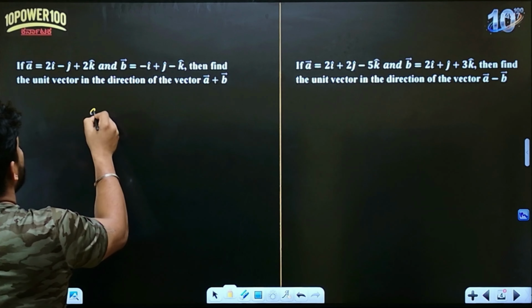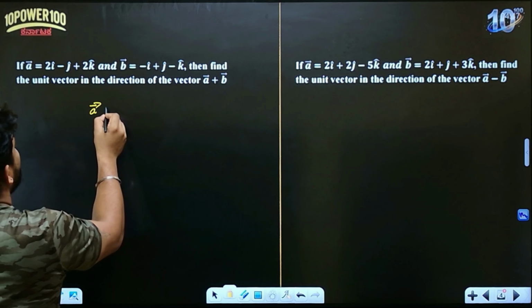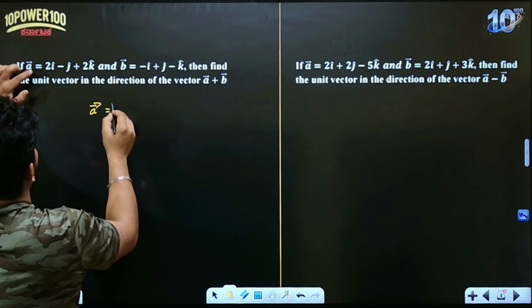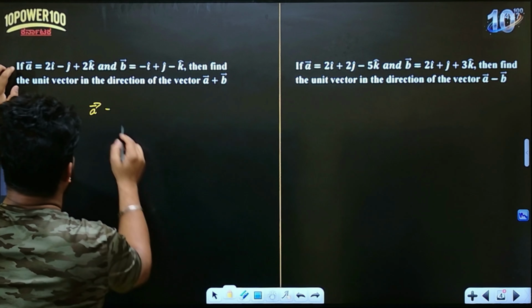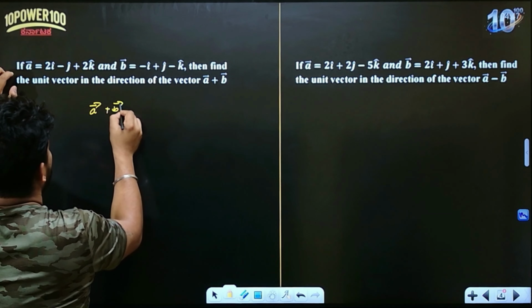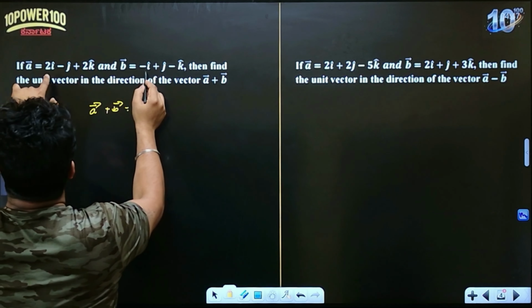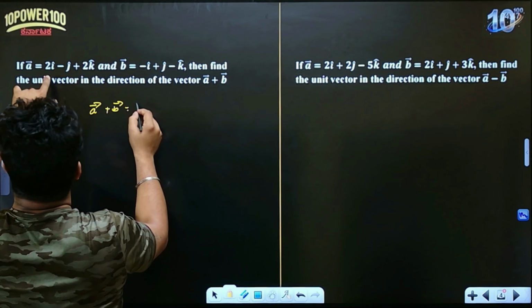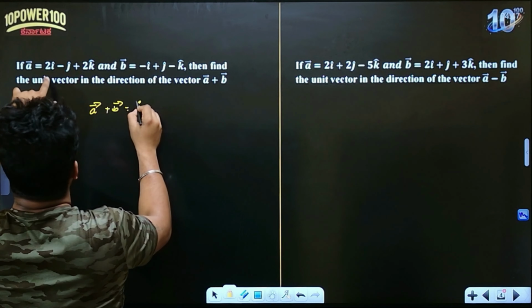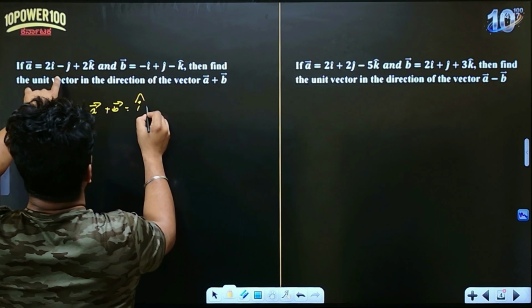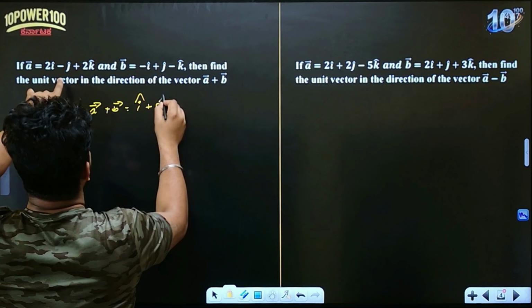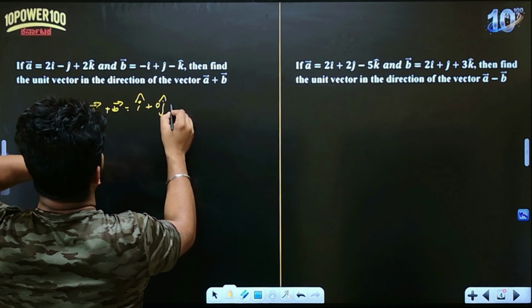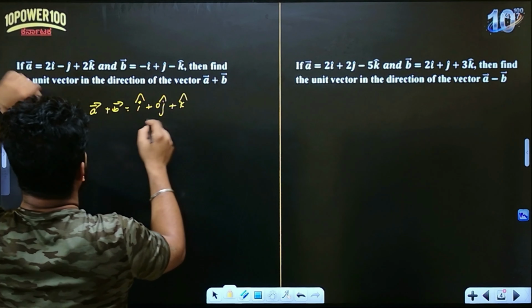If we do A plus B, I'll do it directly. Vector A plus B is equal to 2 minus 1, that is 1 I cap, minus 1 plus 0 J cap, plus 2 minus 1, that is 1 K cap. Right, A plus B is that.